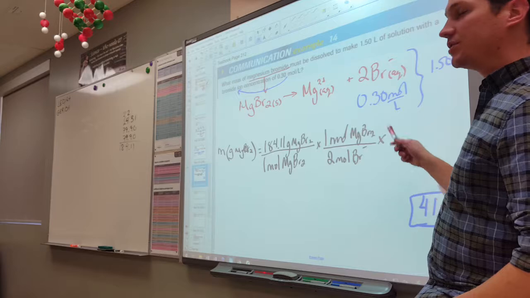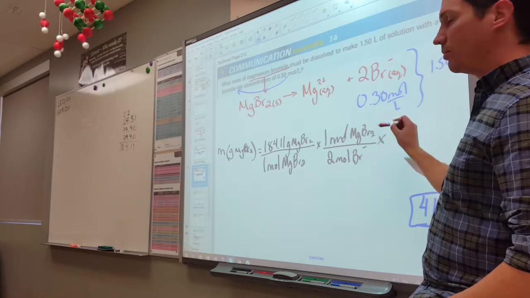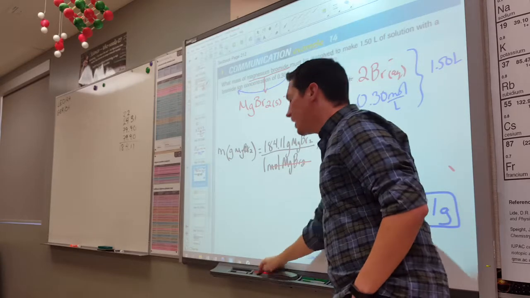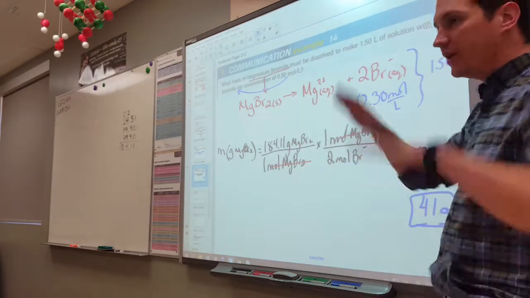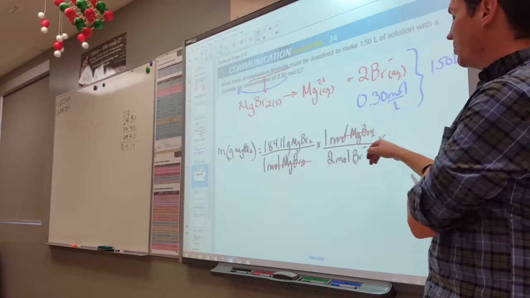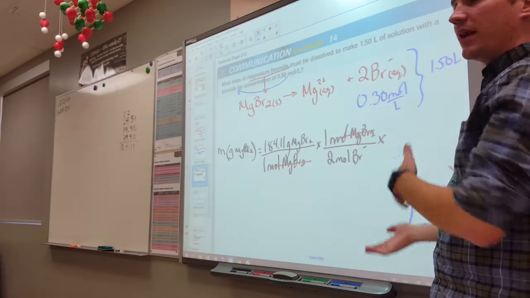What happens to our moles of magnesium bromide? They cancel out. What are we left with on the bottom that we don't want? Moles of bromide. Do you see anywhere else where we have moles of bromide?